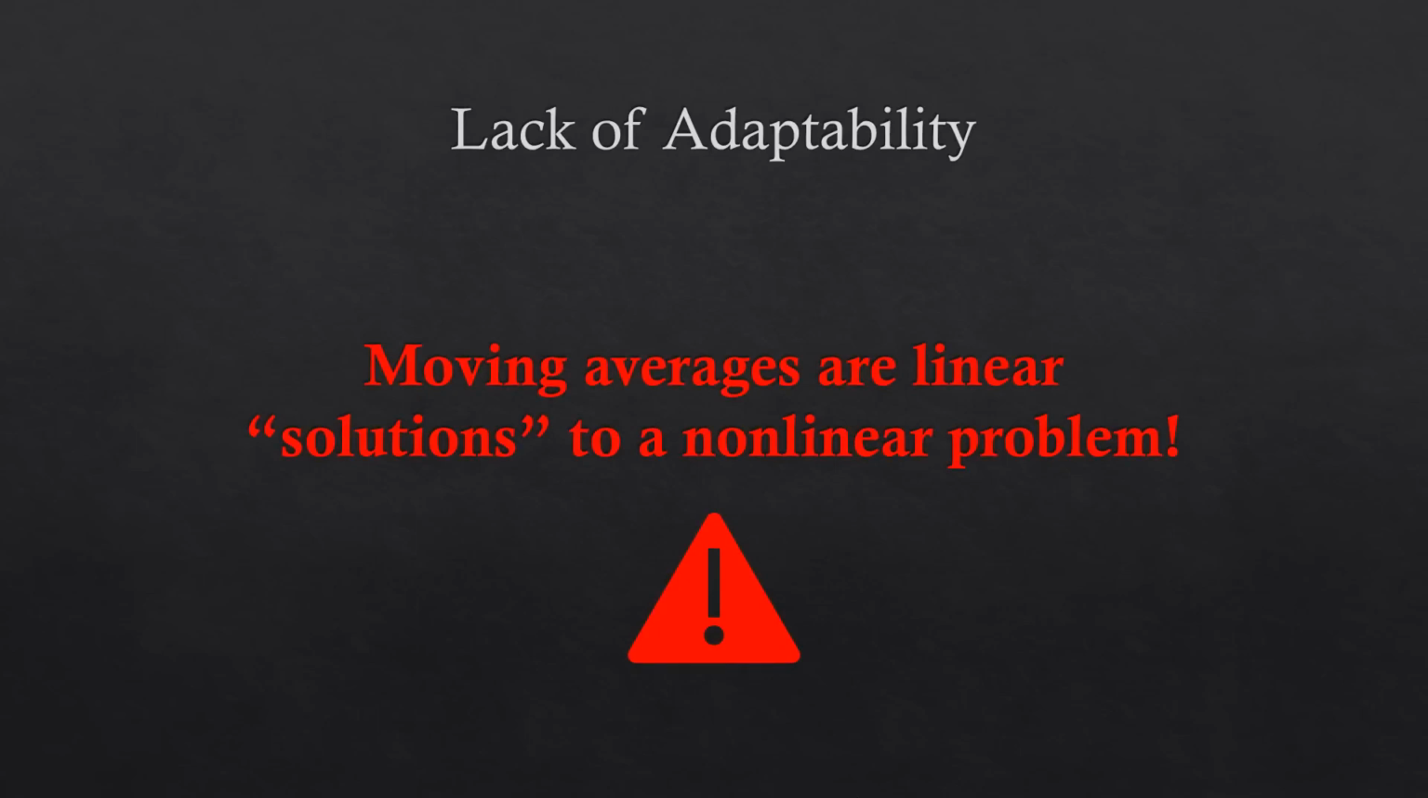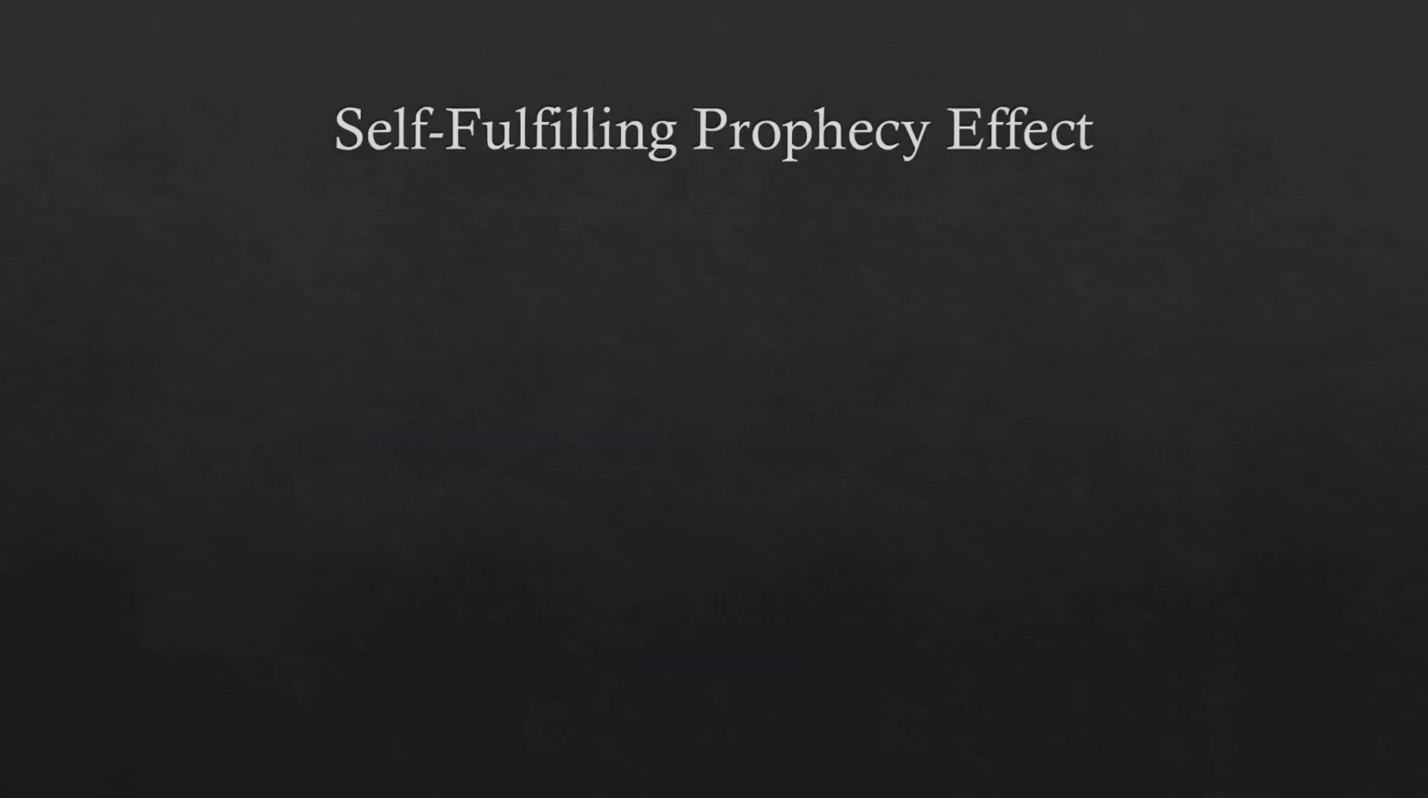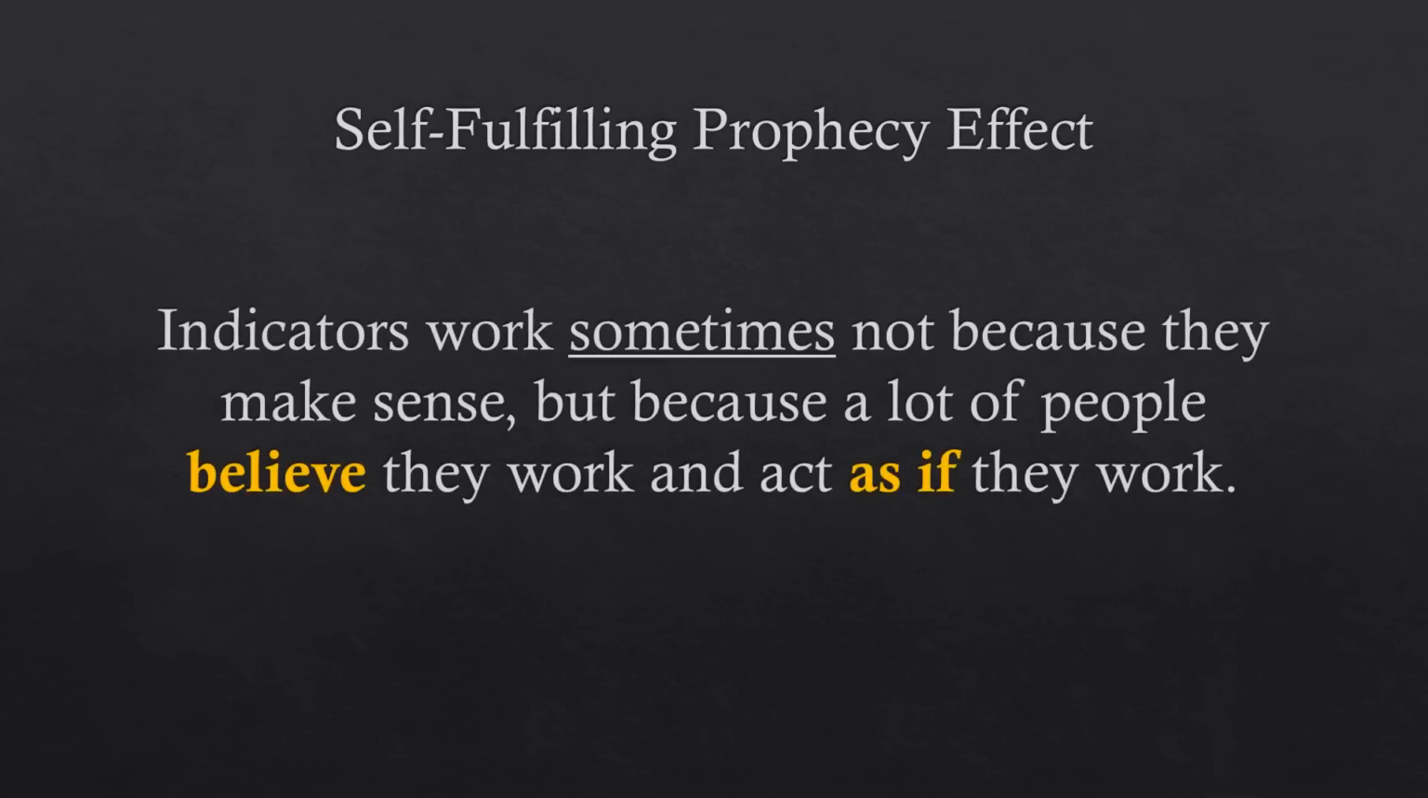Another flaw of not only moving averages, but many other famous technical indicators is called the self-fulfilling prophecy effect, which is when indicators work not because they make sense, but because they are famous. This property emerges precisely from the fact that a lot of people believe and act as if such indicators are good. A self-fulfilling prophecy is when something becomes true because people behave as if this thing is true, even if this thing is not true at all.